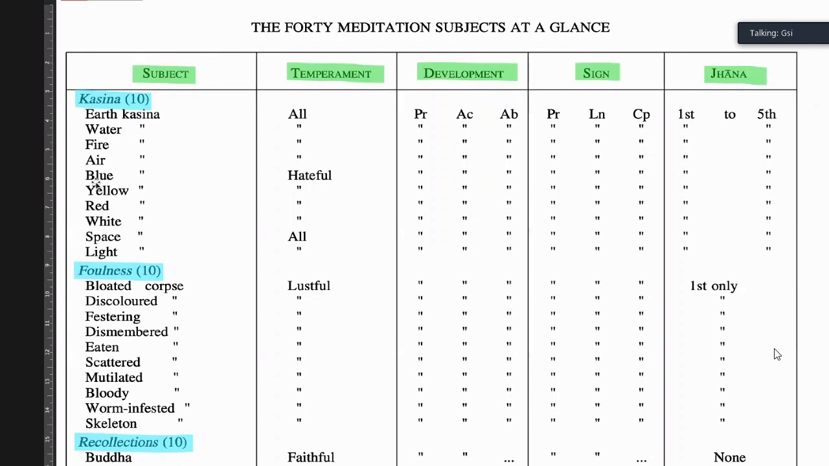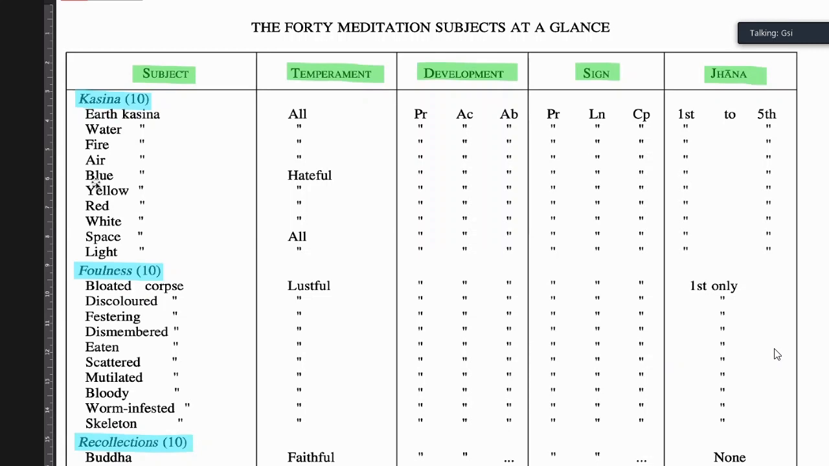Light kasina, people start off with, for example, a candlelight. And of course, during that time, the candlelight must be very still. You cannot have a wind blowing here and there and so on. So something like that, the kasina.